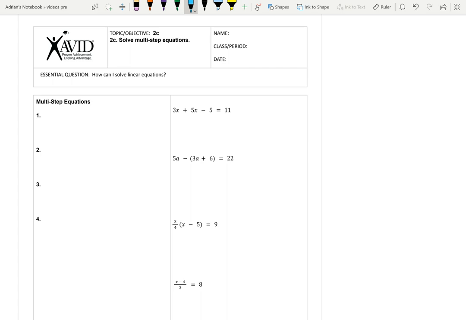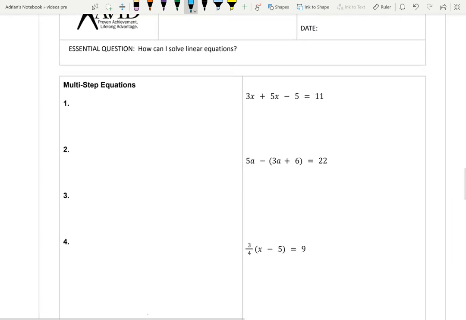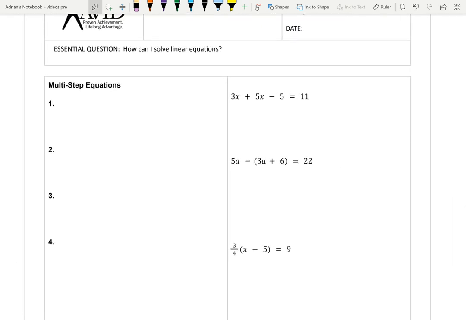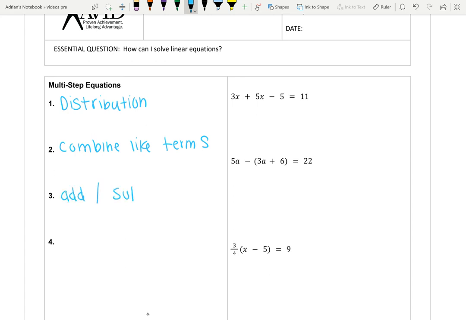So we're going to kind of go and just review what we did last time with our steps for solving these equations. So you need to look for distribution first, or like terms. So number 1 and 2 are kind of interchangeable. So distribution and combine like terms. Then we add or subtract, and then we multiply or divide.